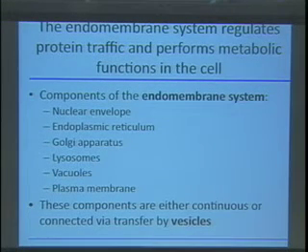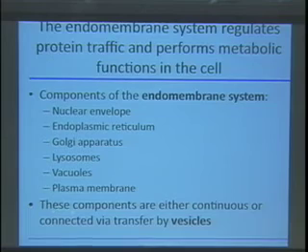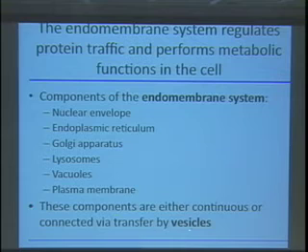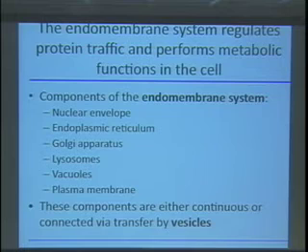components of the cell. And very importantly, these are components that are either continuous, contiguous with each other, or they're connected by transfer vesicles. So these are little blebs of membrane-enclosed particles that will pinch off, say, from the endoplasmic reticulum and then fuse with the Golgi. Okay, and we'll see there's some nice pictures of this in the book.